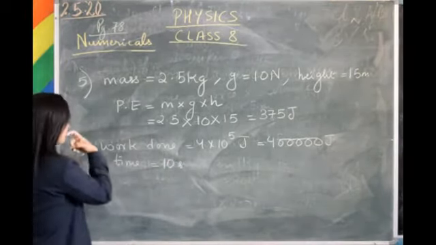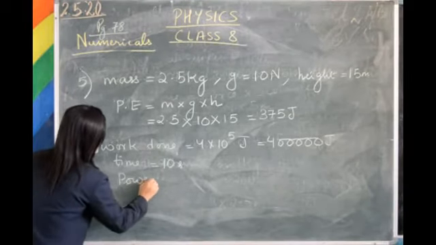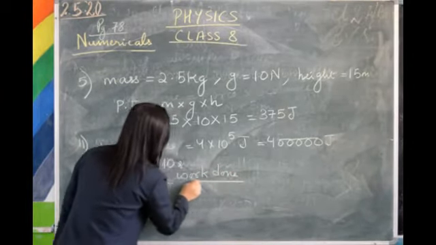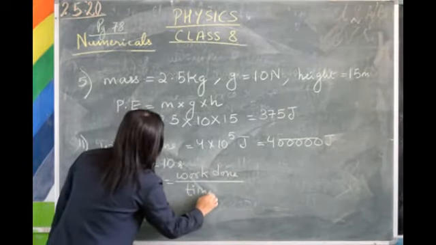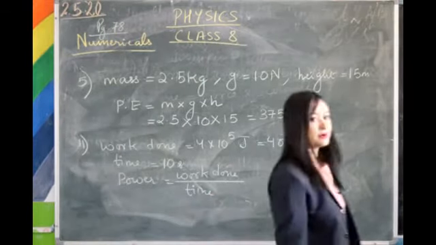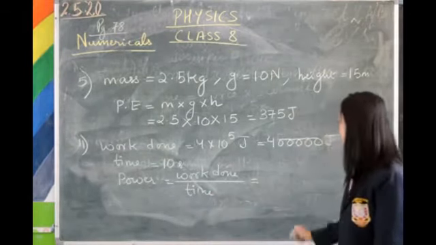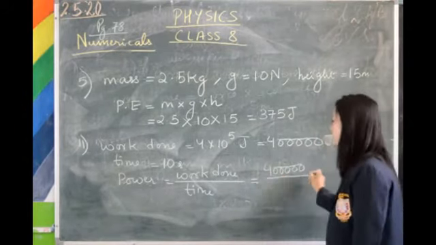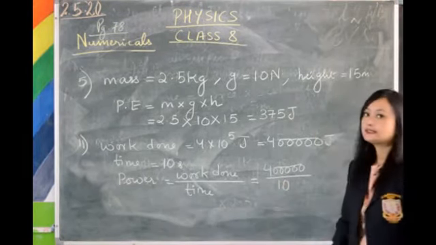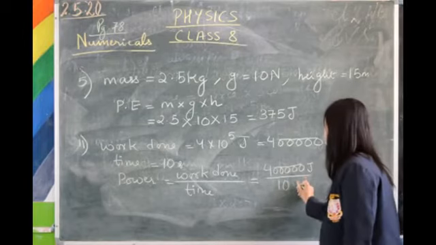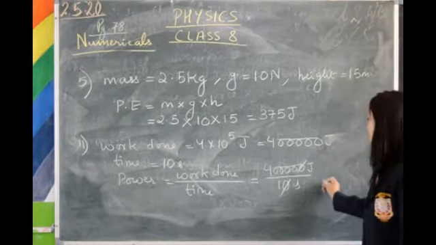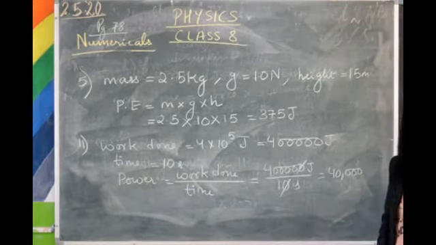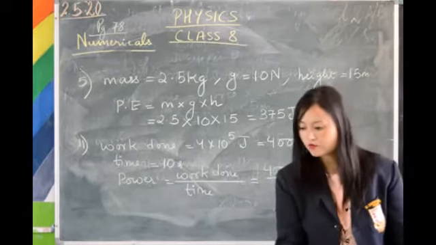We have to calculate the power. So what's the formula for power? Work done divided by time taken. So how much is your work done? Your work done is 4 lakh joule divided by how much time? 10 seconds. So joule per second. So you cancel 0 and 0. So what are you left with? 40,000. And what is the unit of power?